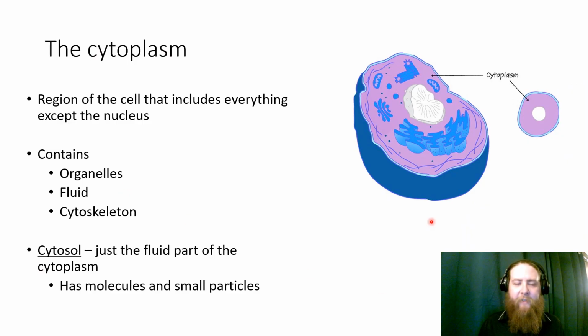All right, the next part, the cytoplasm. This is the region of the cell that includes everything except the nucleus and the cell membrane, so it's kind of in between. It contains all the organelles, it contains fluid, and there's cytoskeleton there in the cytoplasm. Now, if we want to talk about just the fluid part of it, without any of these blue structures here, we're talking about the cytosol. This is just the fluid part of the cytoplasm.